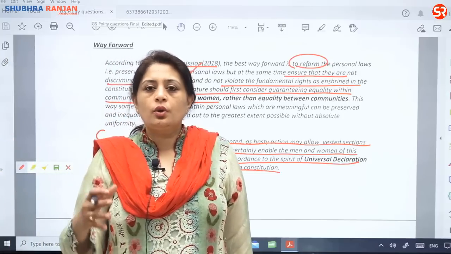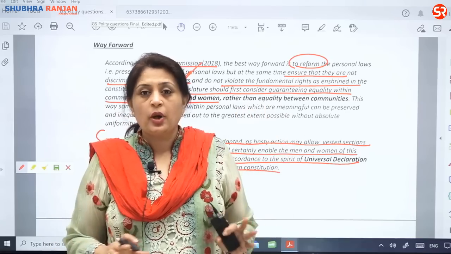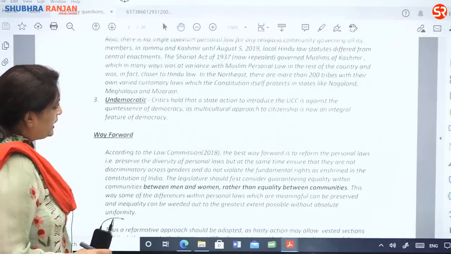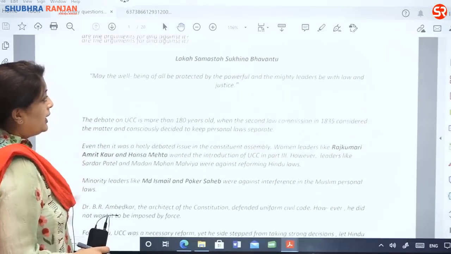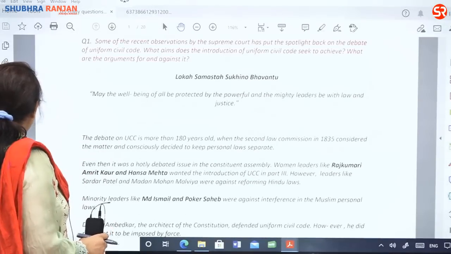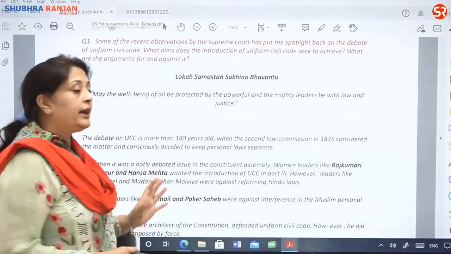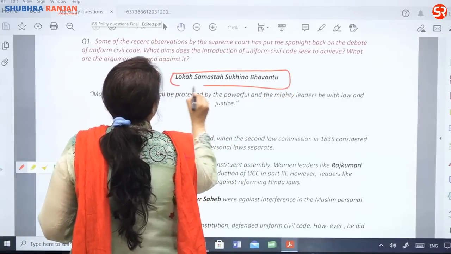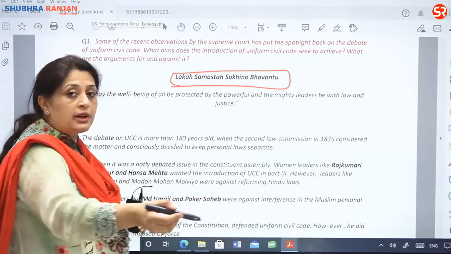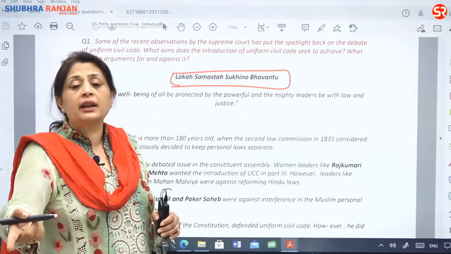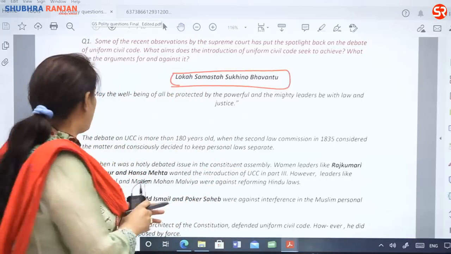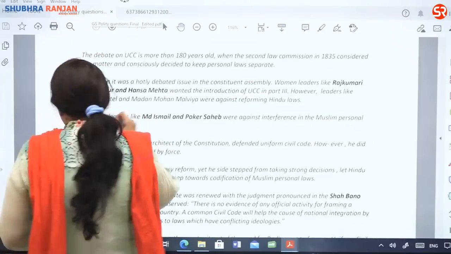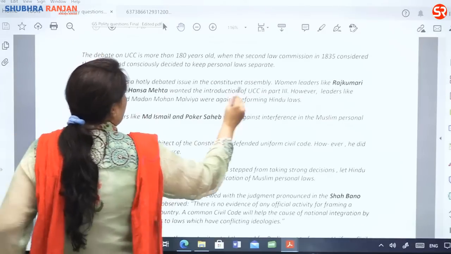Okay, so these are points, but what to do out of this entire set of notes? Highlight some things and keep revising them daily. For example, if this is a quote, it may not fit here, but you can use it somewhere else. You can even get an essay on Uniform Civil Code. Okay. Second, just keep this in mind.